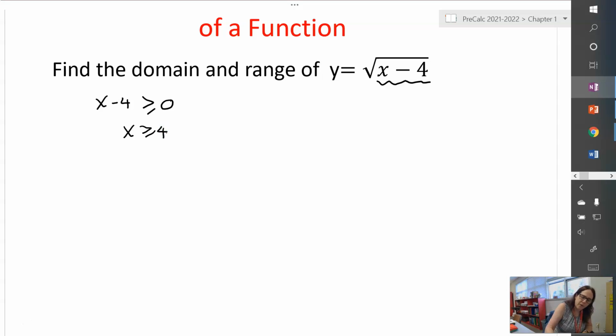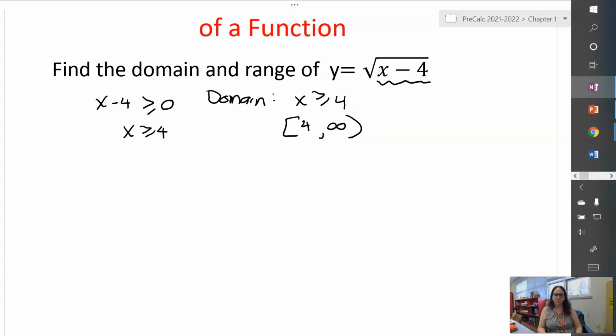So my range on this one, sorry, I keep saying range, I mean domain, I apologize. The domain on this one is x is greater than or equal to 4. And you can write it like this. You can say it starts at 4 and goes to positive infinity. So either notation works.